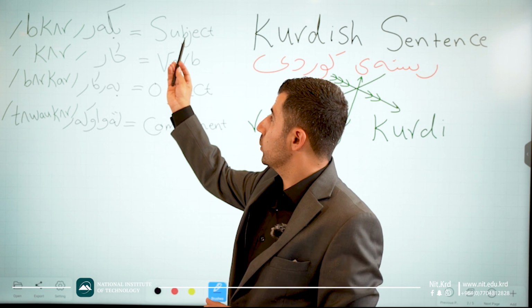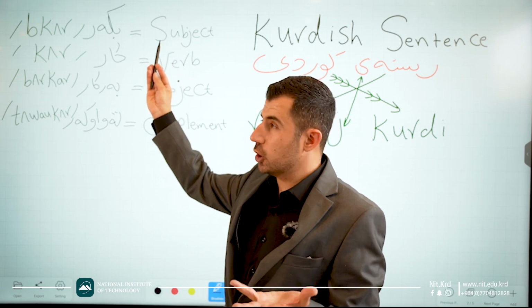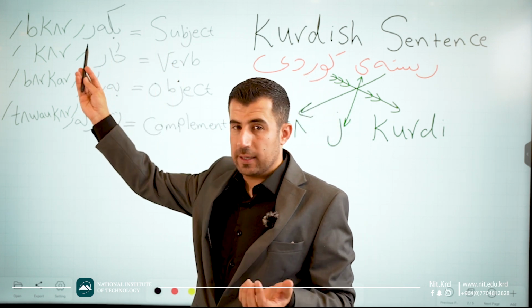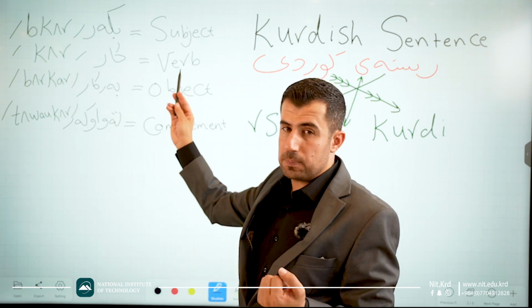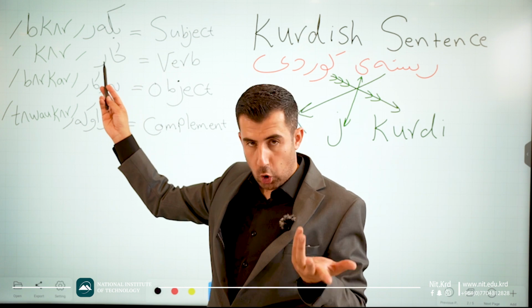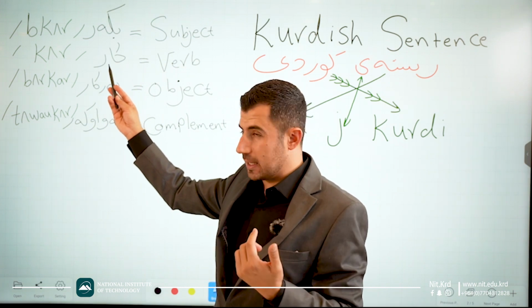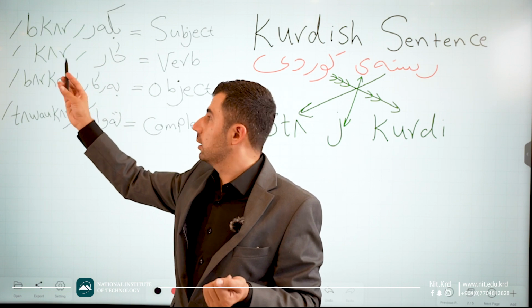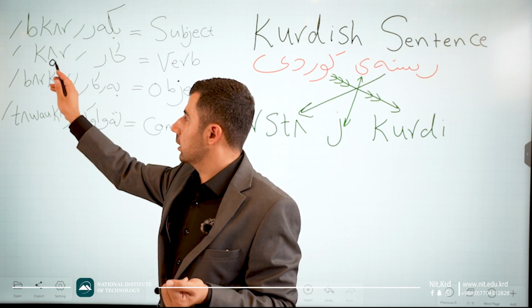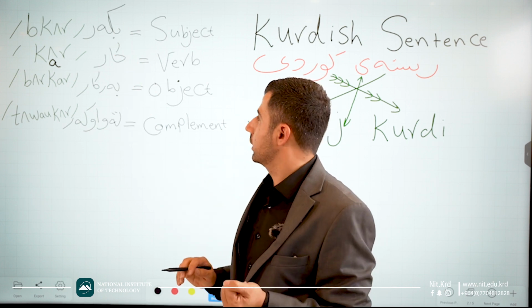Good. When we talk about subject in Kurdish, we say bekar. We mentioned it before, bekar. Verb, kar, offerman. When I use kar, I mean verbs. This is the pronunciation of kar. Also is here. Ka is a long a, kar.